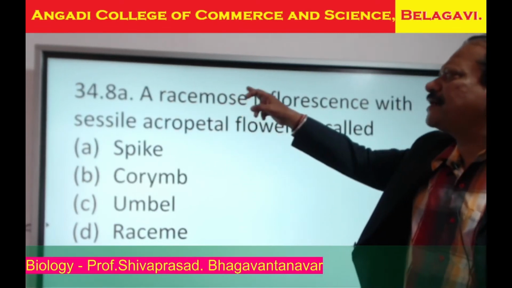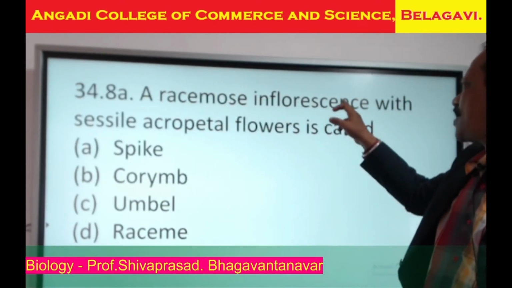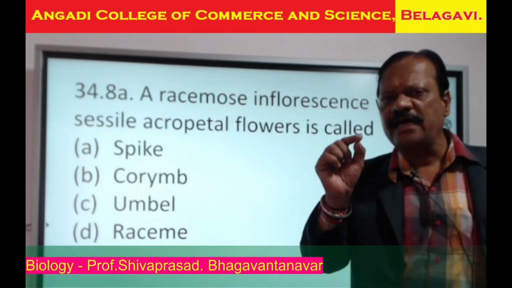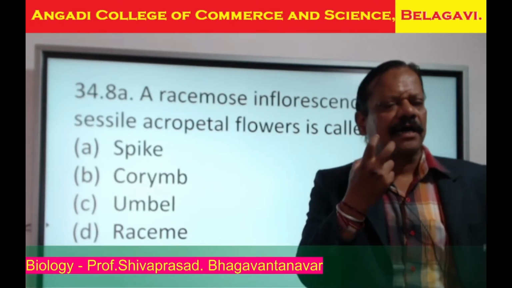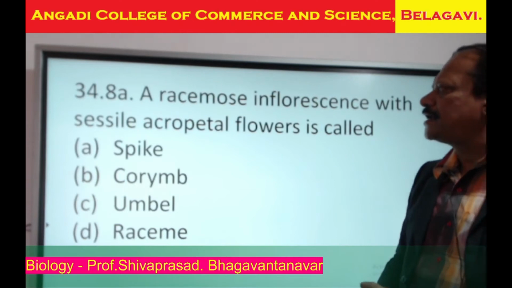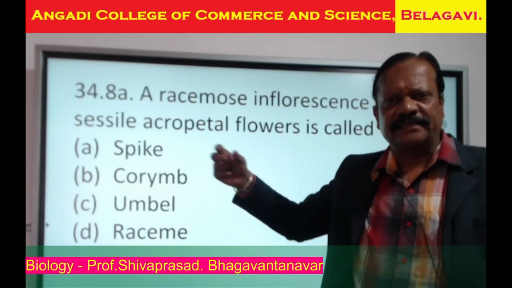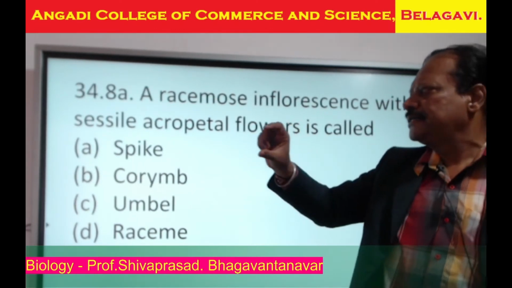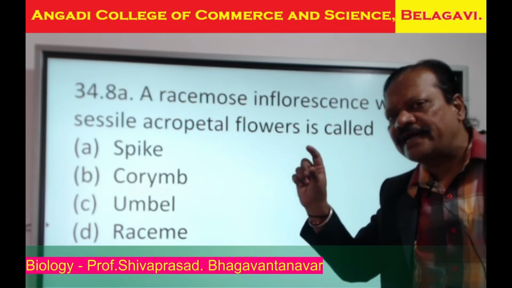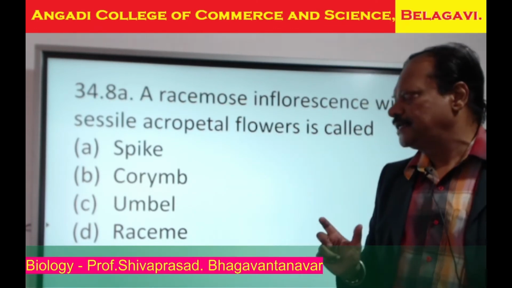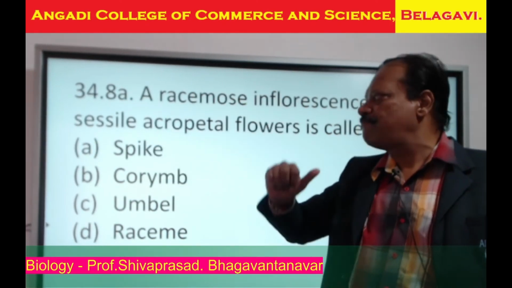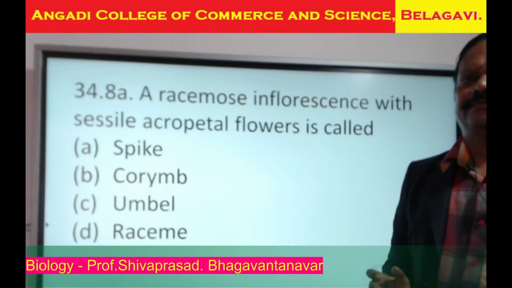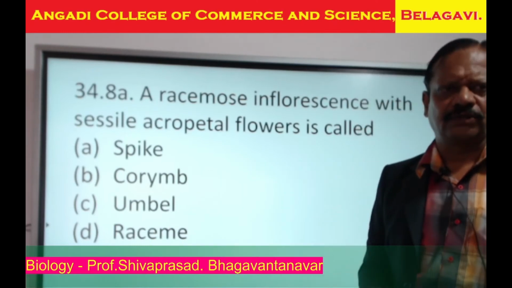And so the question is, a racemose inflorescence with sessile acropetal flowers. Acropetal means the younger flowers are at the top and older flowers are at the base. So here, in the spike type of inflorescence, younger flowers are at the top and older flowers are at the base, forming an elongated spike-like inflorescence. Then you start calling it a spike type of inflorescence, and for this question, option A is the right answer. Now we will observe the other options also.